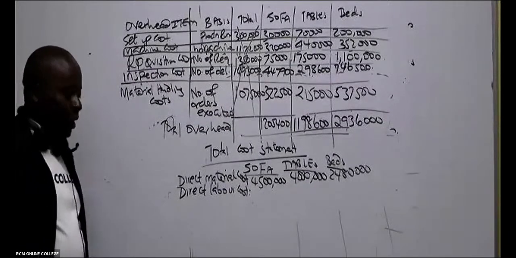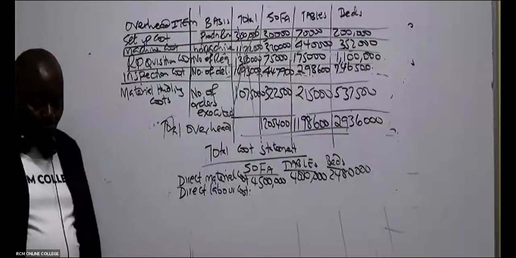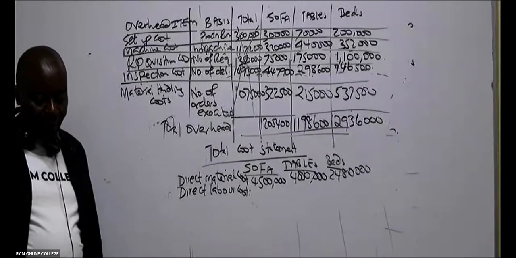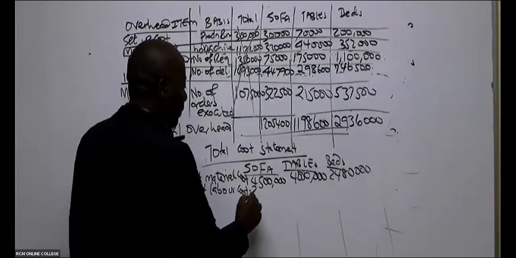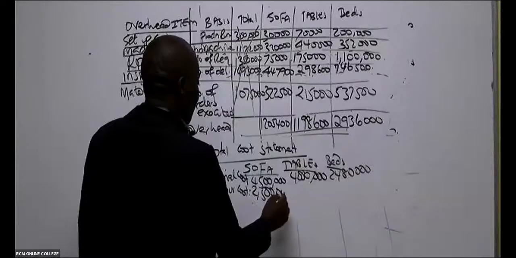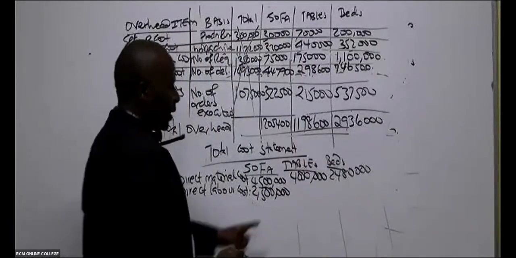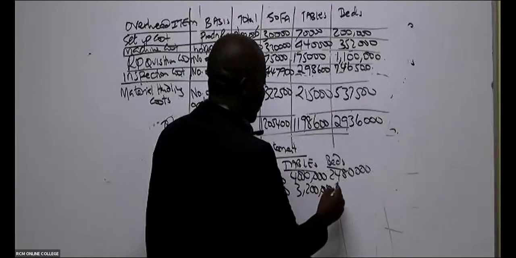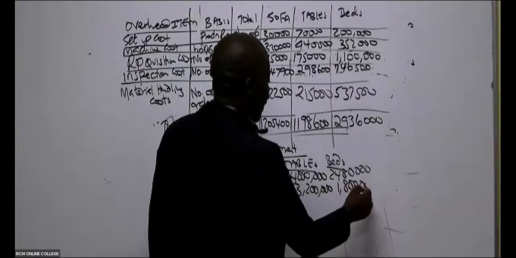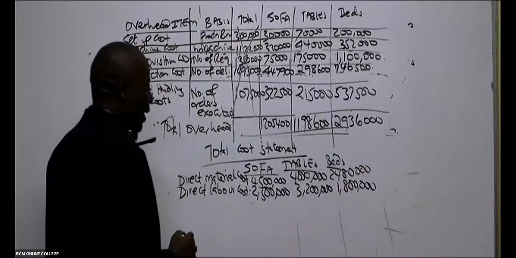So we start with direct labor cost for sofa. 2.5 million. 2.5 million. Yes. 3.2 million. Yes. 1.8 million. Thank you so much. Now from there, is that everything?